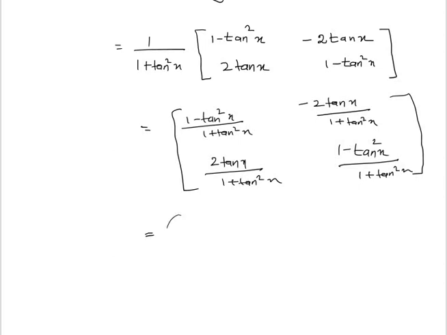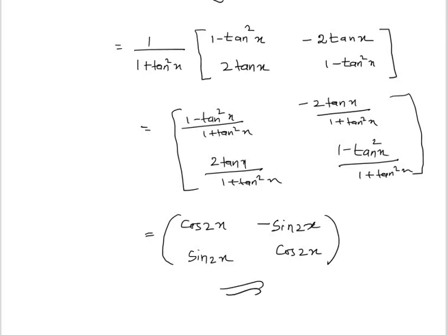Therefore, 1 minus tan square x by 1 plus tan square x is cos 2x. Minus, this minus I took, 2 tan x by 1 plus tan square x, that is sin 2x. And next is again sin 2x, and this is once again cos 2x. Even if you have any doubt in the formula, this is what we are going to prove. Write the right hand side and write hence proved. Right? Yes. That's all for this sum.